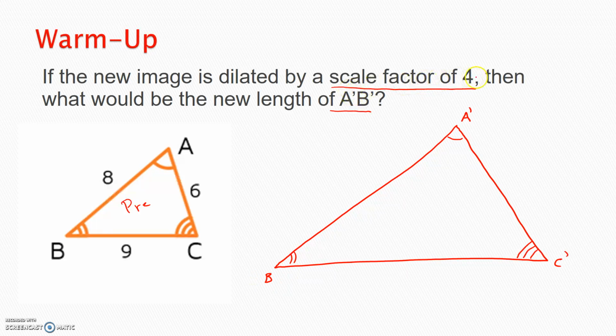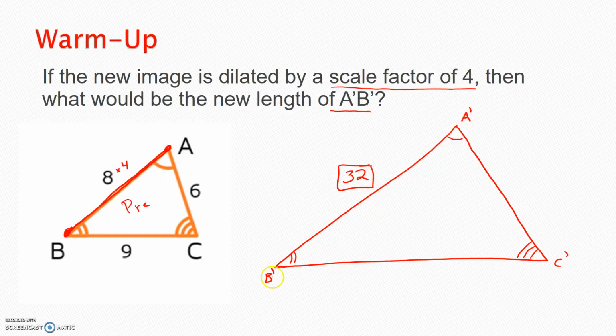Well, if it's a scale factor of 4, guess what's going to happen? Well, I'm worried about A to B, so I'm worried about this length from here to this length from here. It's enlarged by a scale factor of 4. So what does that mean? It means you're going to take 8 and you're going to multiply it by 4. Well, what's 8 times 4? That is going to be 32. So there you have it. That is the new length from A prime to B prime, that is a length of 32.